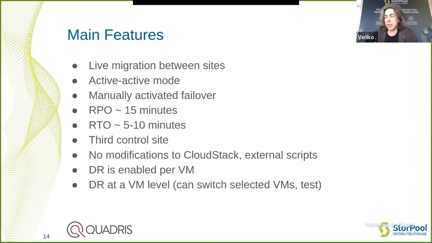2 important features that are often overlooked is that the DR can be enabled per virtual machine. So you do not need to enable the DR functionality for all virtual machines, and you may have fewer resources on the protected side, only for the subset of the virtual machines. And also the DR can be executed at the VM level. So you can switch only part of the virtual machines, not all of them, while if the main site is up, the others can continue to operate at the main site.